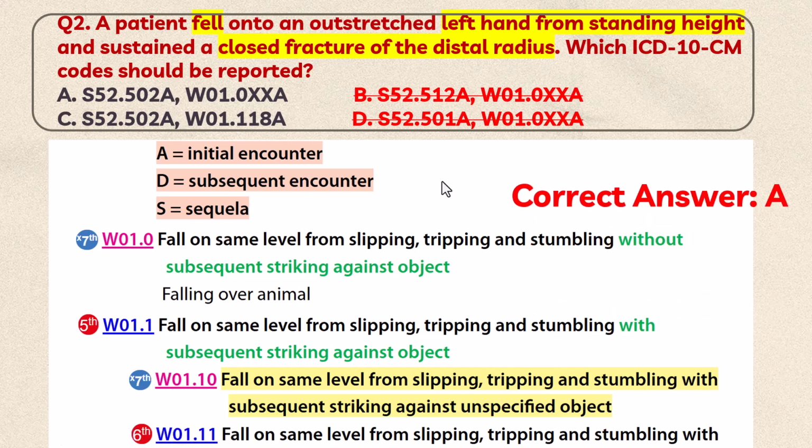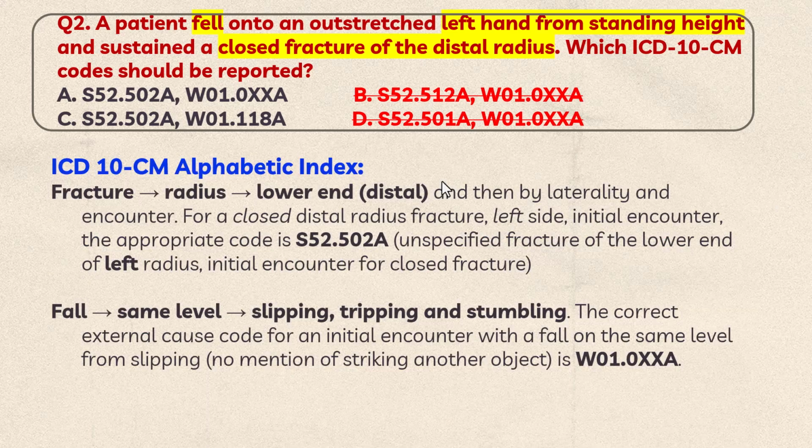If you want to find the answer using the ICD-10-CM alphabetic index, first you have to find the fracture code. Go to fracture, then the subcategory of radius, then the lower end, that is distal. It will lead you to the code series S52.5. Again, go back to the tabular list and find the answer. Similarly, for the external cause codes, you go to fall, then the subcategory of same level, then the category of slipping, tripping, and stumbling. It will lead you to the code series W01. Again, go back to the tabular list and confirm the answer.